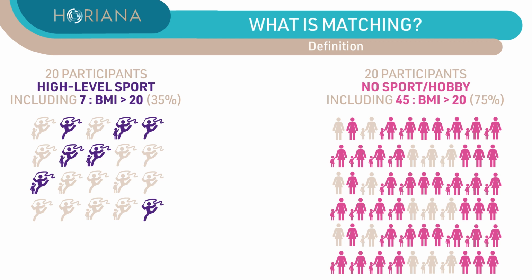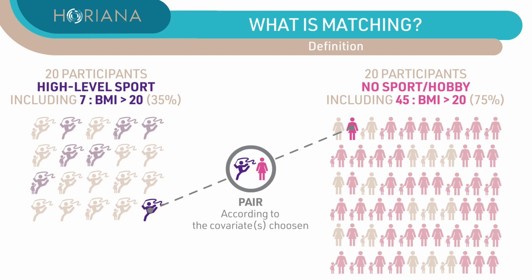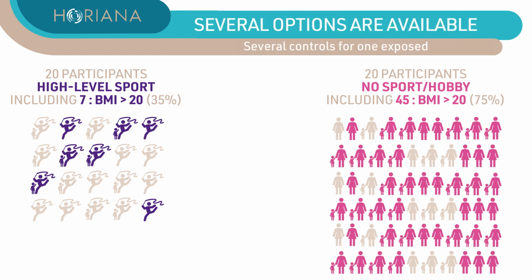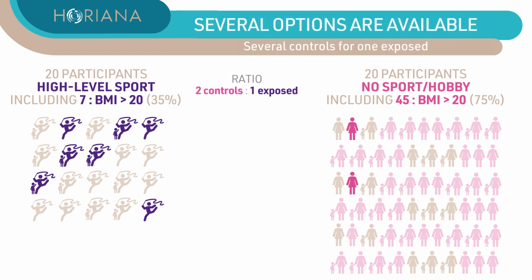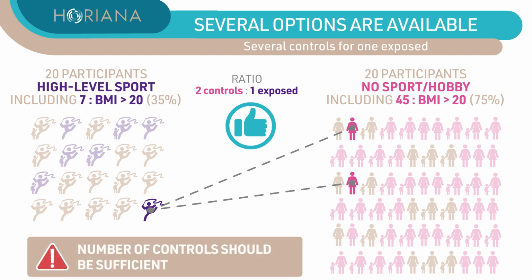Matching, therefore, consists of selecting for each subject in the group of interest a subject in the control group who is comparable with respect to one or more covariates likely to be the result of the planned analysis. In our case, an alternative would have been to select 2 participants in the no sport group for 1 participant in the high performance sport group. This technique increases the number of participants in the no sport group. Do note that in order to select each control participants for an exposed participant, it's necessary to ensure that there are enough control participants in the no sport group.